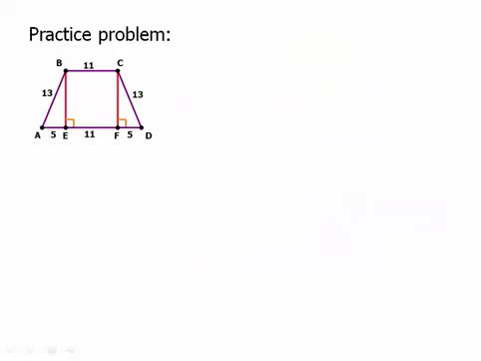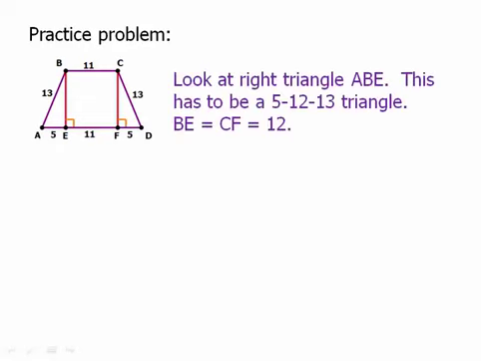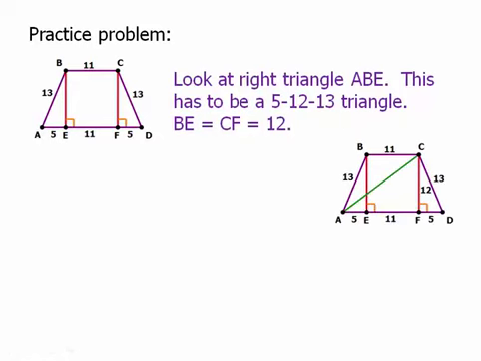Well, now notice in those right triangles, we have 5, blank, 13. That should ring a bell. This is a 5, 12, 13 triangle, so it must be true that BE and CF equal 12. So now we know the length of the height.